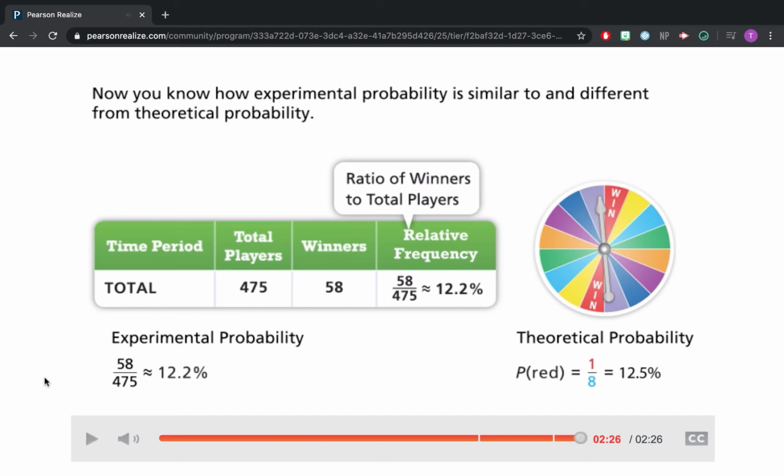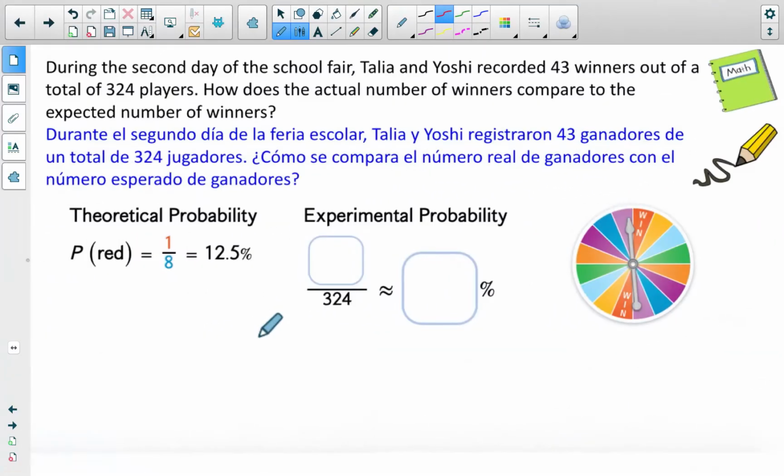And with that said, we're going to go back to the lesson and explain this in further detail. So let's look at this problem now. We're going to continue with what was laid out in the groundwork based on the original problem that was in the video. So during the second day of the school fair, Talia and Yoshi recorded 43 winners out of 324 players. How does the actual number of winners compare to the expected number of winners?